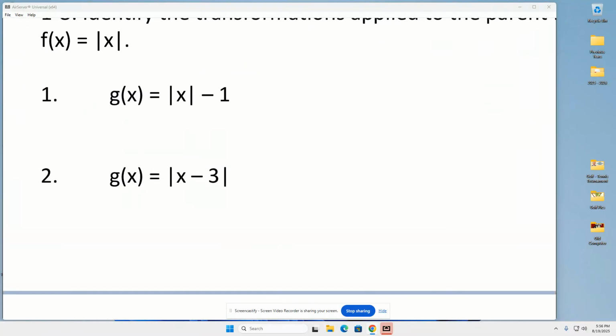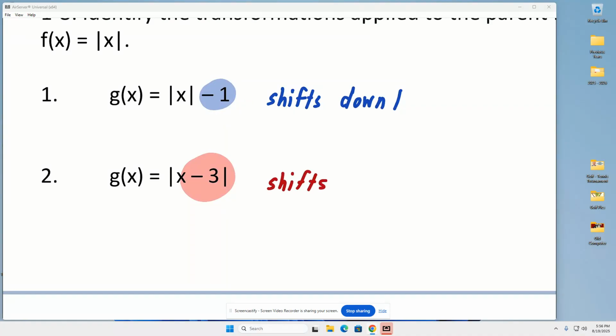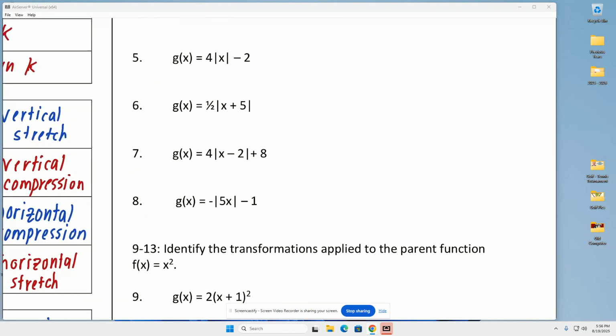First, we're subtracting 1. What does that mean? Well, it's a shift. It's outside. It's vertical. It is what it is. A negative vertical shift means it shifts down 1. Okay, look at the next one. This one is subtracting 3. It's a shift. It's inside. It's horizontal. It's the opposite. It looks negative, so it's actually a positive horizontal shift. A positive horizontal shift is shifts right 3.